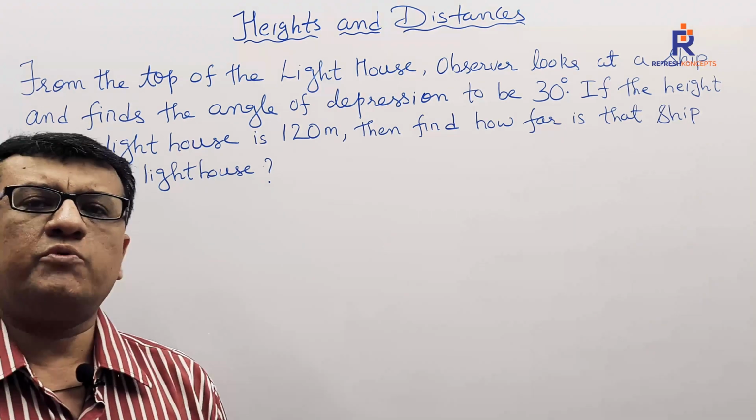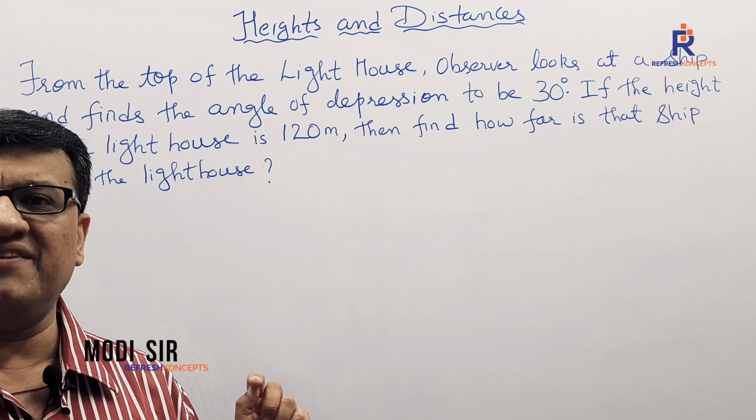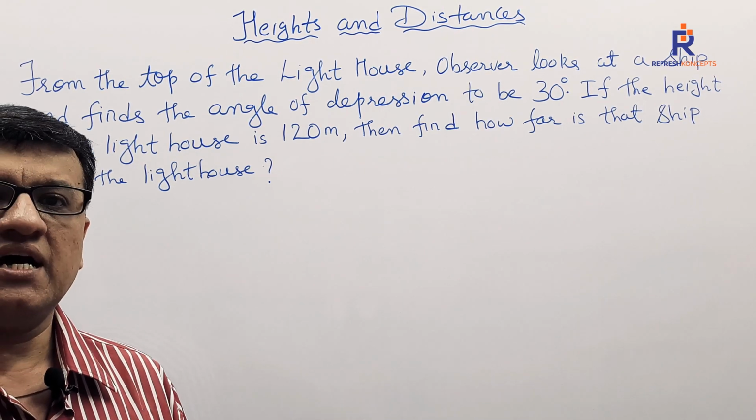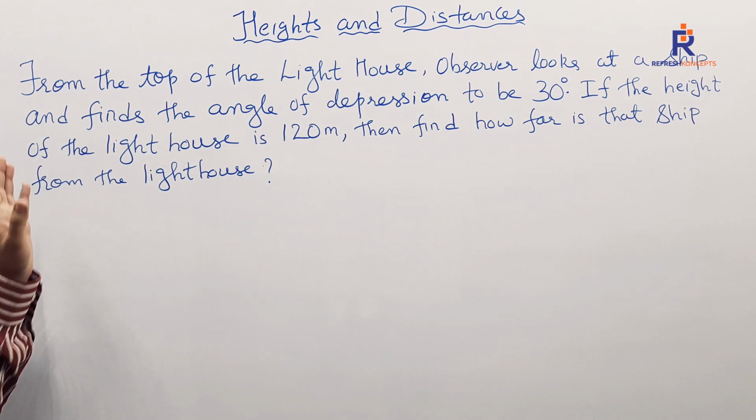Children, now what we need to do is we'll see one more sum. In the previous sum we have seen angle of elevation. This sum will take angle of depression, so we'll get a clear idea how the sums of elevation and depression are going to be. So what is this particular sum trying to say?